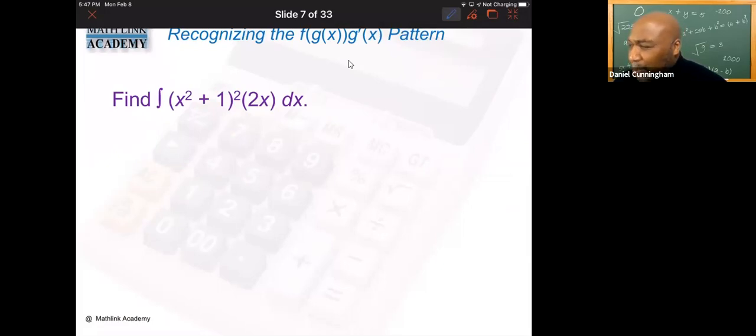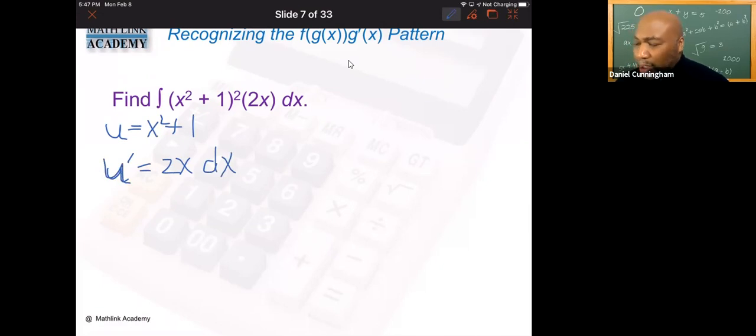So you have to say, okay, what am I going to let U equal to? Let's try it. You may have to do trial and error. It may not work the first time, what you let U equal to. So you say, I'm going to let U equal x squared plus 1. Because of what I see here, I'm going to let U prime equal 2x dx. In other words, I'm going to write this so we can see it like this. This is du with respect to dx.